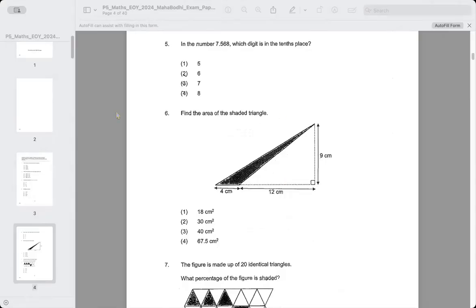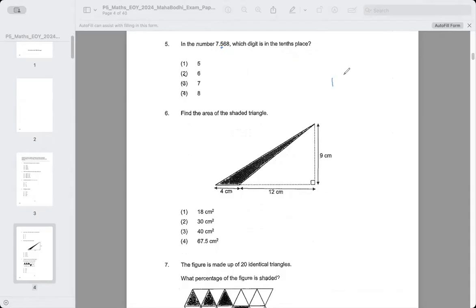So question 5, in the number 7.568, which digit is in the tens place? So the tens place is actually the first decimal place, which is here. Okay, so this one is in the first decimal place, so your answer will be option 1.